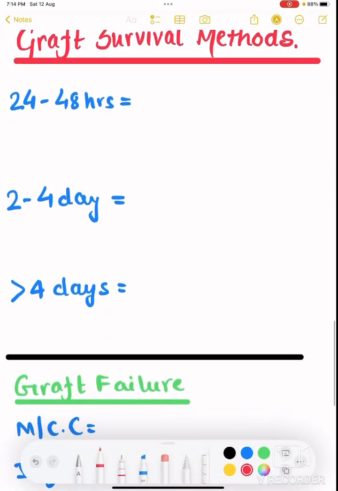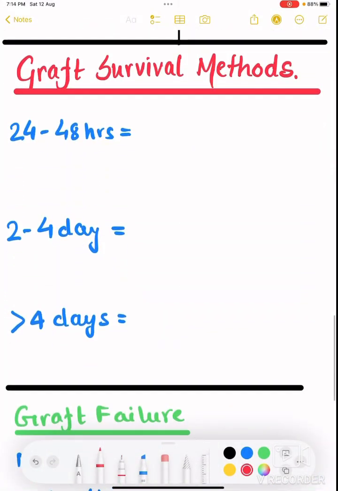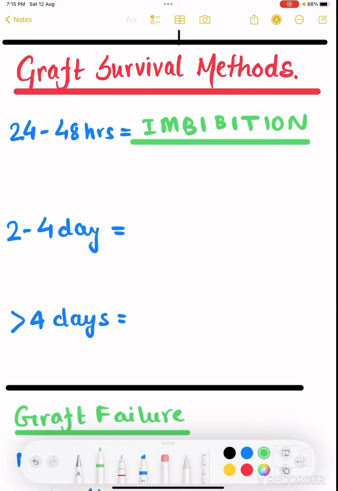Now more important thing about grafts, right? This is the thing I discussed with you, but the most important part is actually here. Generally questions are asked from this particular topic only. Graft survival methods. First is, in first 24 to 48 hours, imbibition. What is imbibition? Just like plants can seep water into themselves, these particular skin grafts can seep blood and get the nutrition. This is called imbibition. When does it occur? It occurs within 24 to 48 hours.